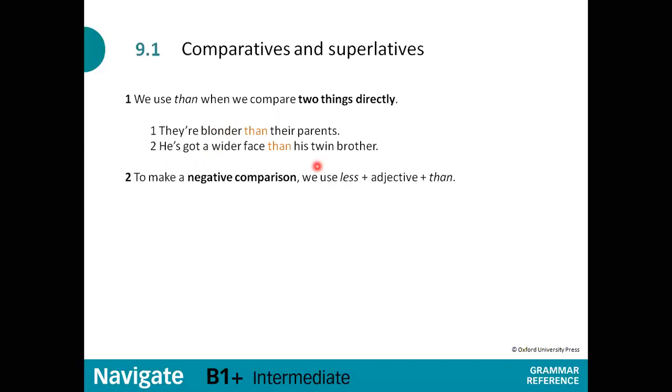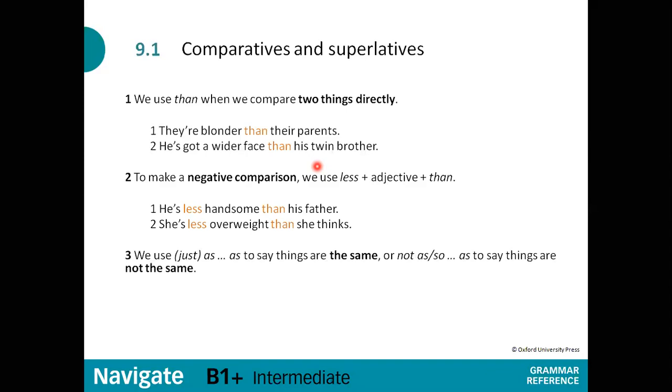Next rule. To make a negative comparison, we use less plus adjective plus than. So here you can see less, and before the adjective we use less, and then we use than. For example, he is less handsome than his father. Okay, here you can see less handsome. So it's not more handsome, but less handsome. And less is the opposite of more. Next example, she's less overweight than she thinks. So she thinks she is overweight, but she is less overweight than she thinks, the speaker wants to say.